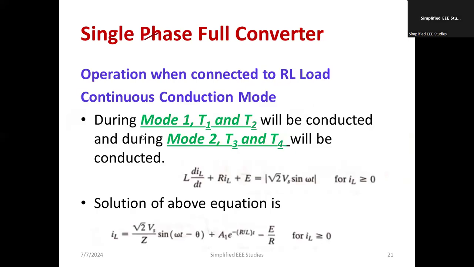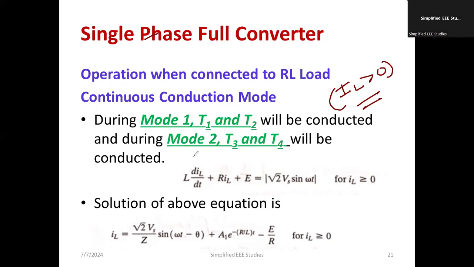Now, there are three types of mode: continuous conduction mode, discontinuous conduction mode, and the boundary condition. In the continuous conduction mode, we always remember that the inductor current never goes to zero. It will always be greater than zero.